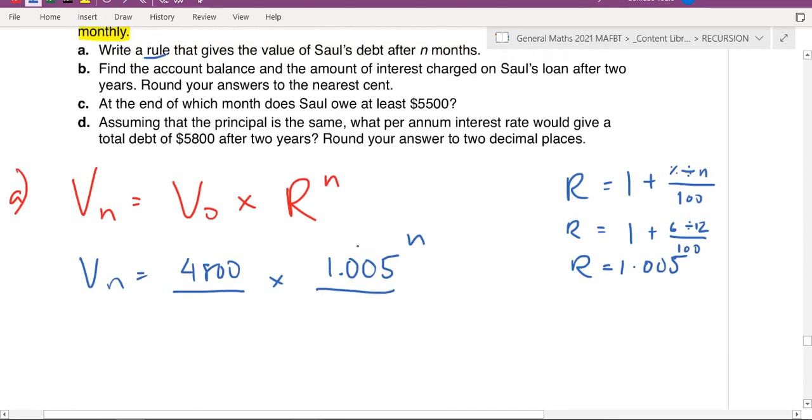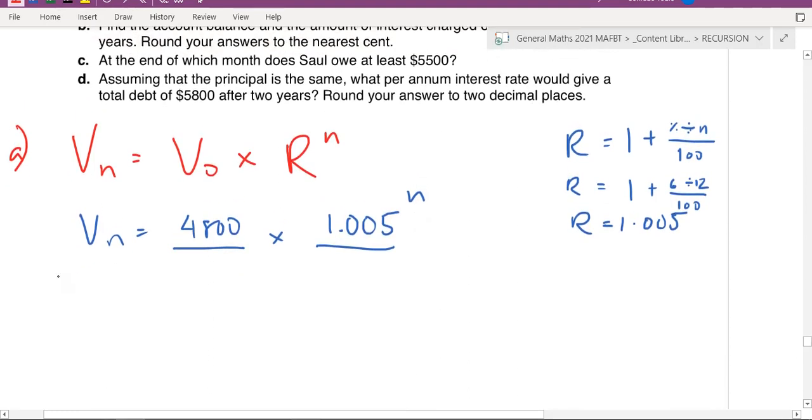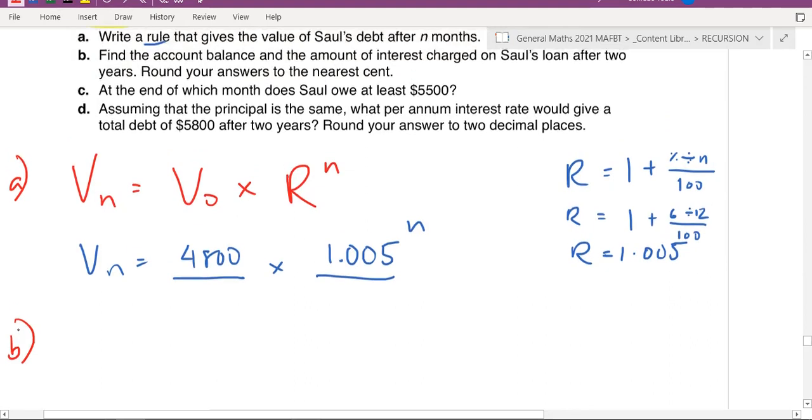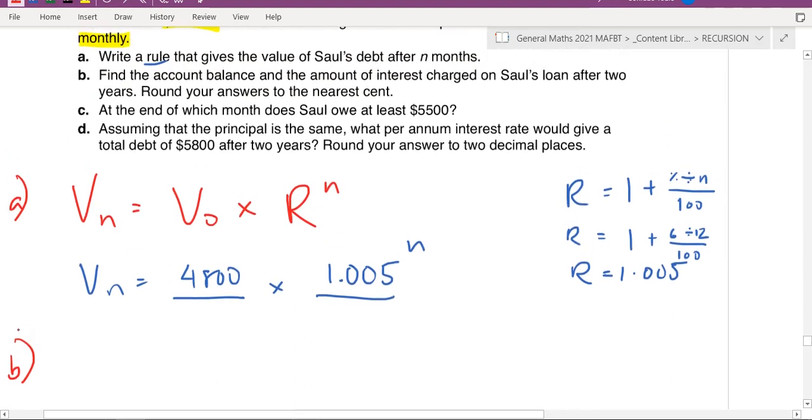Part B. What's n? n doesn't change, n is just whatever term you're looking for. So part B, let's use the rule. What's the value of the investment after 2 years? Now think about this, read the question properly. You're compounding monthly, so if you want to find the value after 2 years, how many compounds has that been? If you're compounding monthly, 24. So you're looking for the 24th term. Trick question there, you're not looking for the second term, but the 24th term.